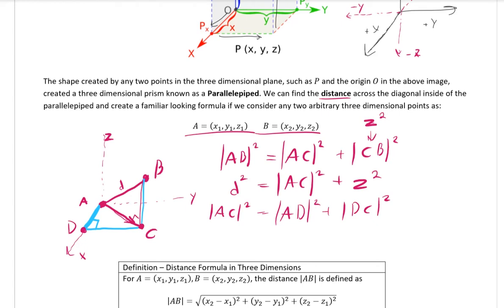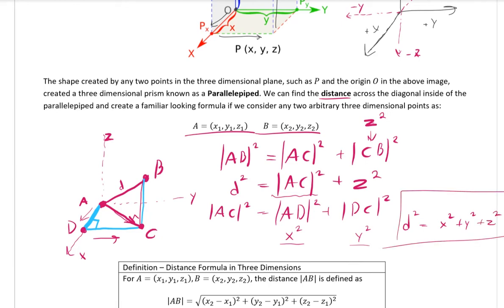However, both AD and DC are just changes in one variable. AD is just the change in X, so that's X squared, and DC is the change in Y squared. So since I know that AC squared is the same as X squared plus Y squared, I should then be able to say then that D squared is X squared plus Y squared, that's what AC squared is, plus Z squared. That generally is my distance formula.